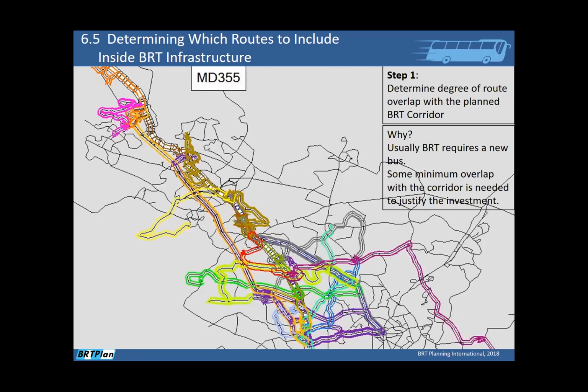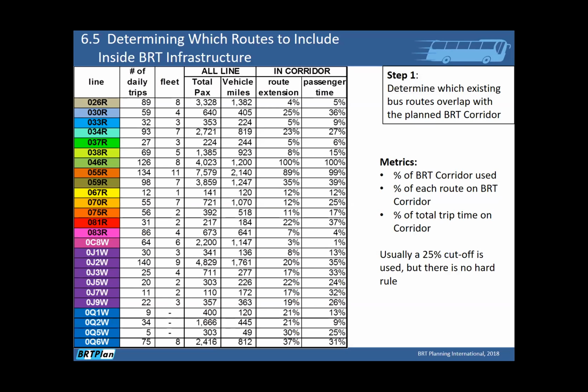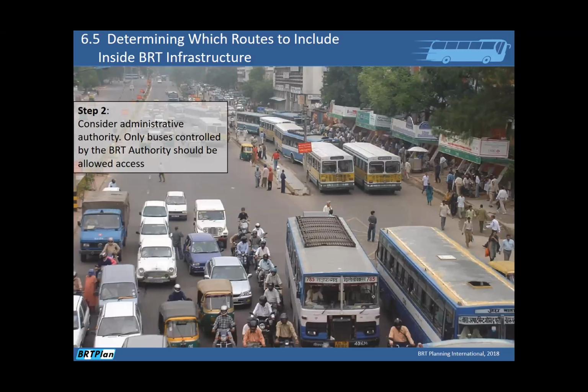So the first pass is usually just a quick look at how much the routes that already exist overlap the corridor. And here's an example of all the routes that use 355 and the degree to which they overlap the corridor, how many passengers they had. If it's like a huge demand of passengers, you might look at it a little more carefully. But as a rule of thumb, usually if it's less than 25% overlap, we're pretty much not going to include it. The next thing you want to think about is the administrative control over the buses.